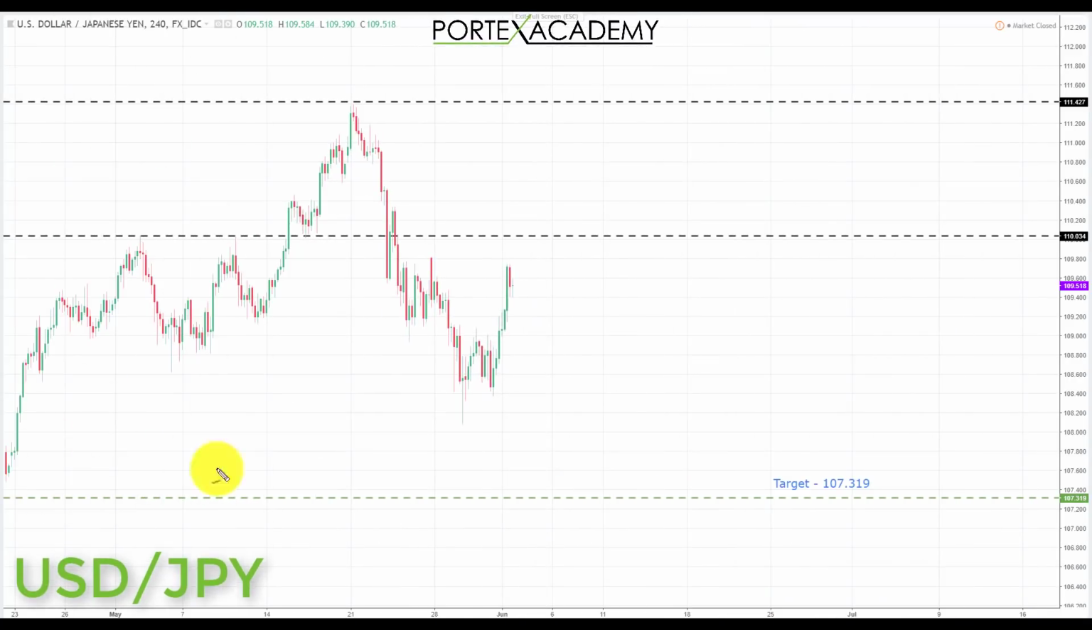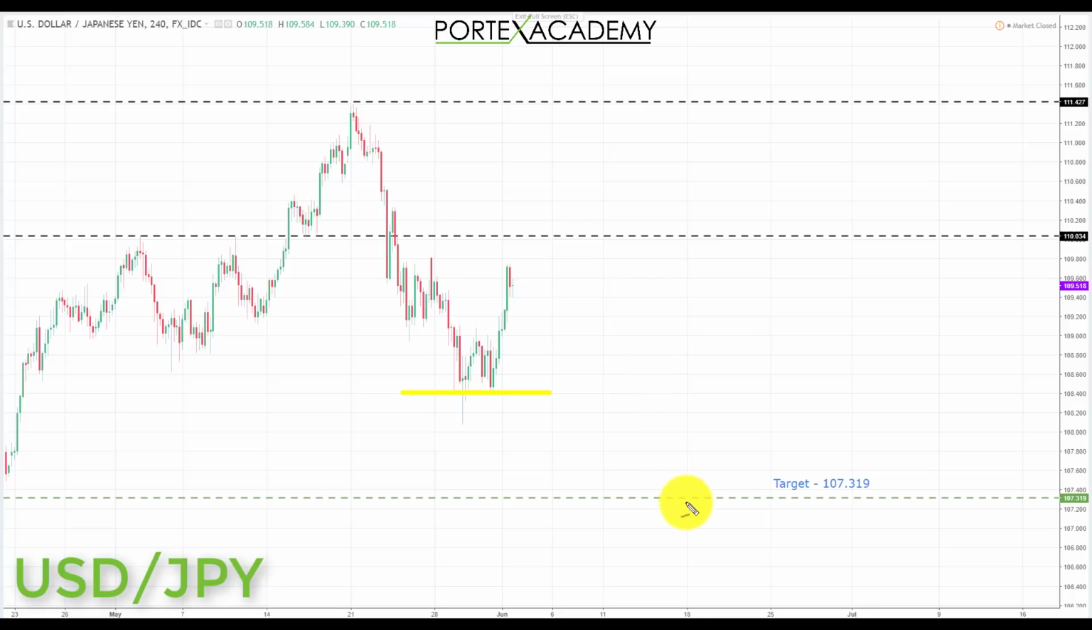Next we have the US dollar Japanese yen. Now last week we came down, took out the target set at 108.364 in the US dollar Japanese yen, and we actually bounced from this area. We're now making our way back up to the key area of broken support, looking to turn resistance at the 110.034.